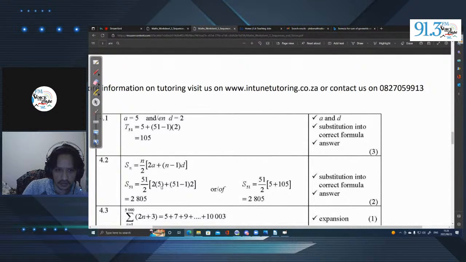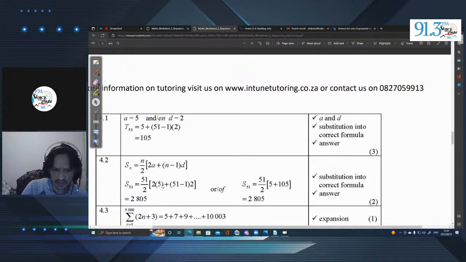Right. Times 2. Oh, no, they didn't cancel the 2. Okay, so it looks to me like they may have forgotten. Interesting. I don't know why the 2 disappeared here and they got 5 plus 105. That's odd. Yeah, it's not a complex calculation, so something's weird here on the memo.